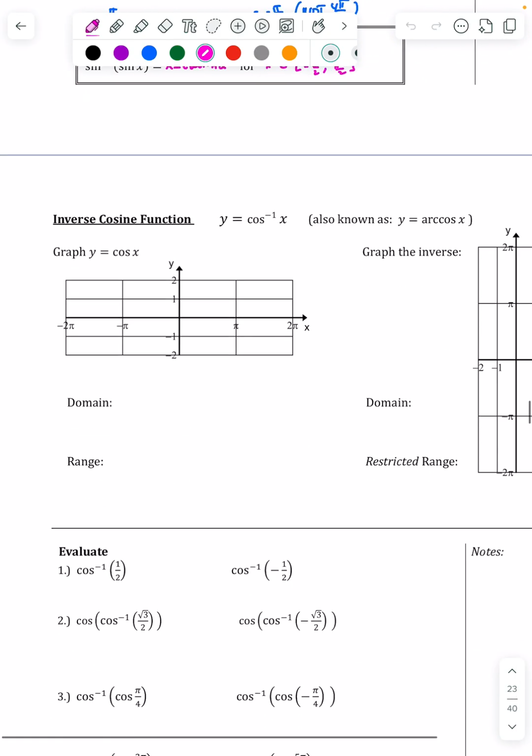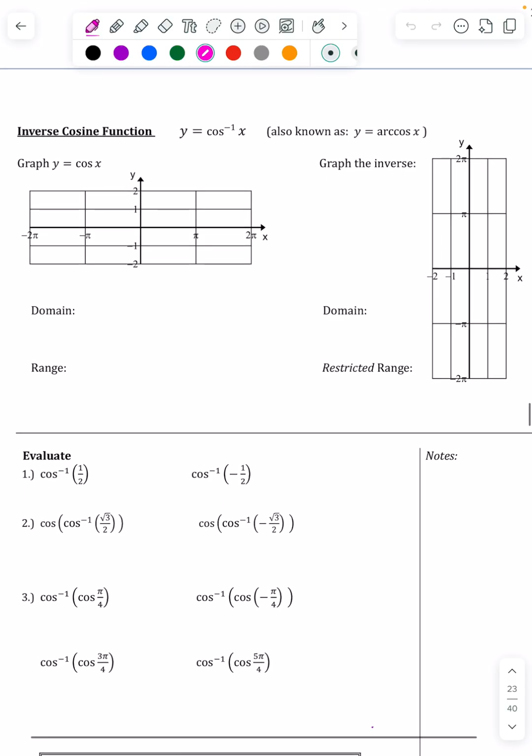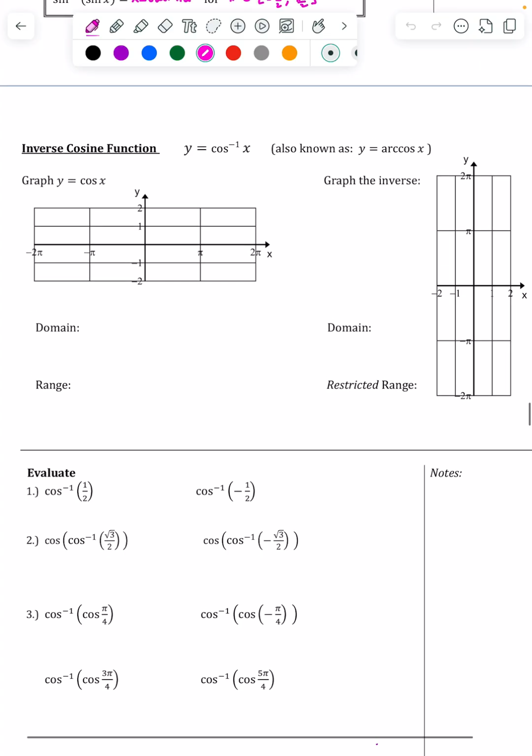So now moving on, we're going to graph inverse cosine. The procedure is pretty much the same. Remember, we're going to start with cosine and then inverse cosine. Keep in mind that cosine is even. So here, as a reminder, cosine of -x is equal to cosine of x, and it's even. And when we're graphing, the domain for cosine is -infinity to infinity, and the range is -1 to 1.